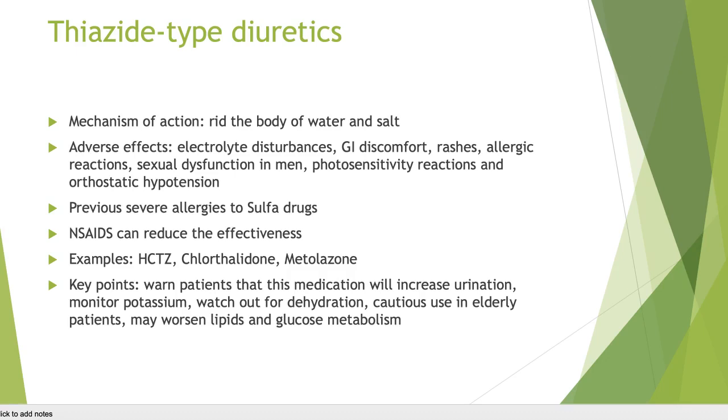We'll first start with the thiazide type diuretics. The mechanism of action is just to rid the body of water and salt. Things that you have to be careful about are electrolyte disturbances. You'll want to check a BMP after you have started these medications. Patients can complain of GI discomfort, rashes, allergic reactions, sexual dysfunction in men, photosensitivity, and orthostatic hypotension.